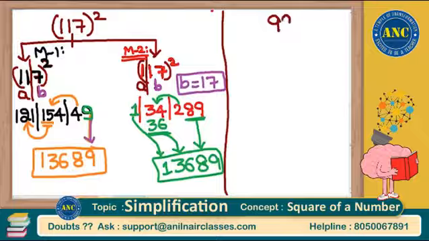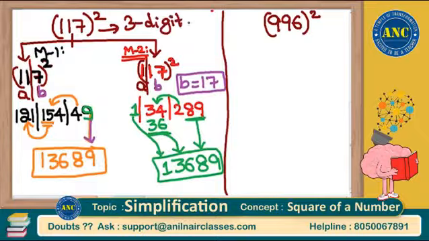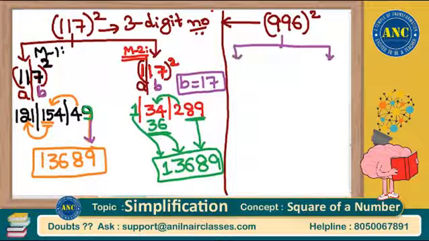Sir, suppose I have another number called 996 whole square. Yes, 117 is a 3-digit number, sir. Same is the case with 996 whole square also. 996 is also a 3-digit number. Suppose if I want to solve this question by this method by using 996 whole square as my number, how will I solve it? Now see here.